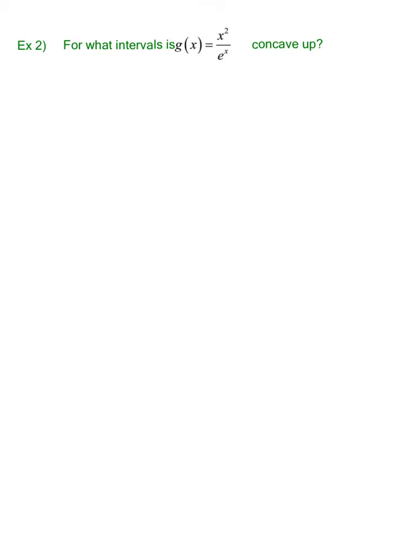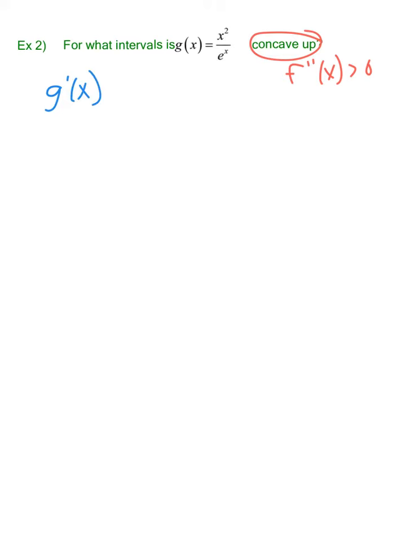Another very similar example to the last one, but we need to use a different rule here. We're asked when something is concave up, so we need to find when its second derivative is greater than 0, right? Concave up would mean positive there. So first we have to find the first derivative of g of x. We're going to use the quotient rule.